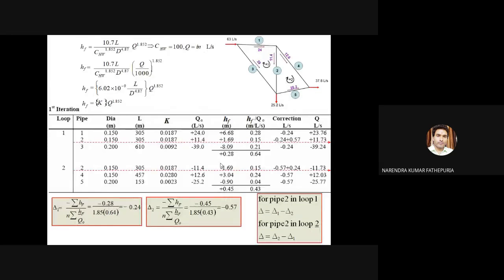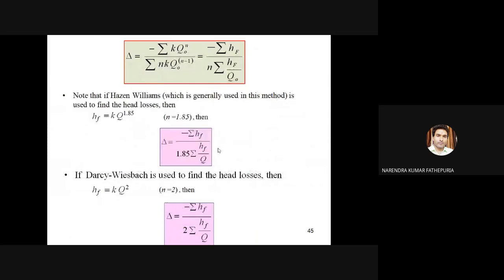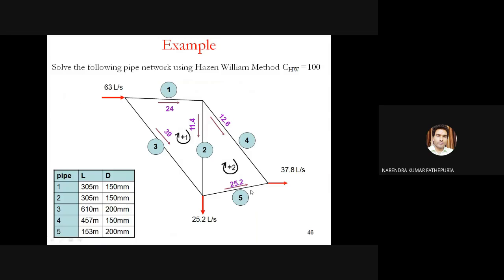So these are the things we have to do. Now, no need to do big calculations, only on smaller things. You only have to do the iterations until you satisfy the condition for Hardy Cross. There are two constants, the Hazen-Williams constant as well as the Darcy-Weisbach constant. For Darcy-Weisbach n is equal to 2, and for Hazen-Williams n is equal to 1.85.